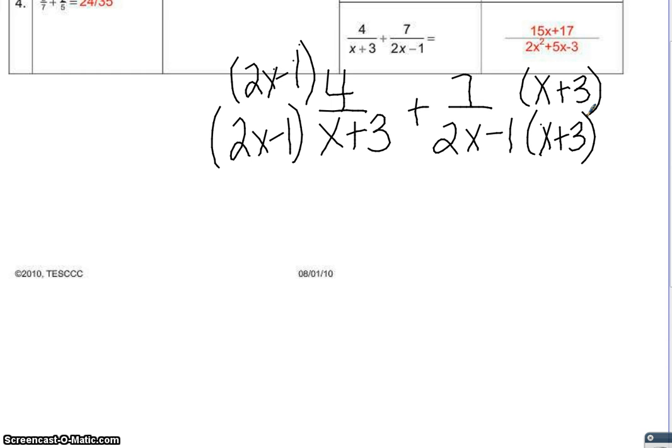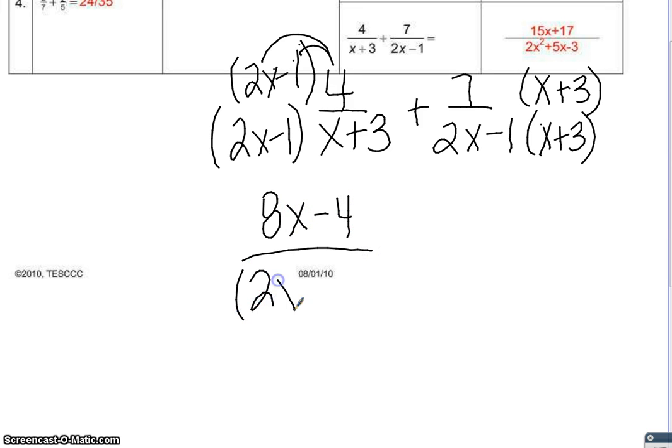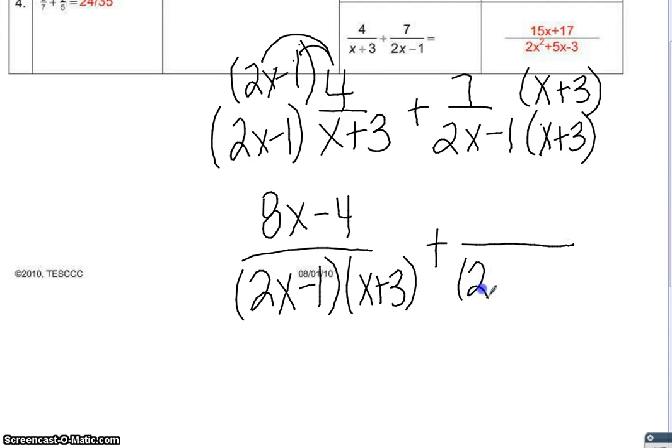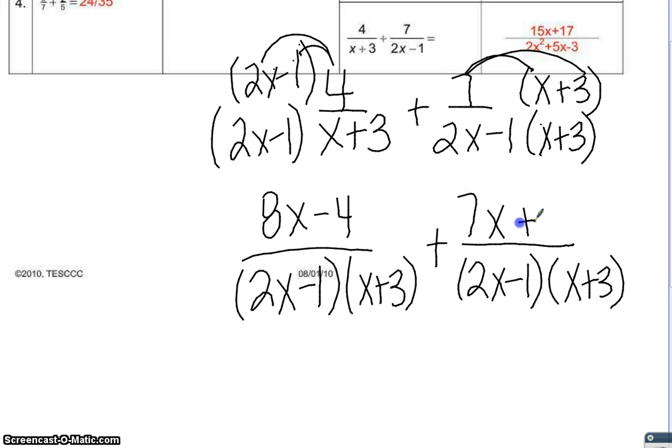Okay, so what I'm going to end up doing in the numerator is I'm going to distribute the 4. So I have 8x minus 4. And go ahead and leave the denominator in parentheses, and we'll go and FOIL in a minute. So again, my denominator is still staying the same, 2x minus 1 and x plus 3. And my numerator here, I'm going to distribute the 7. So I'm going to have 7x plus 21.